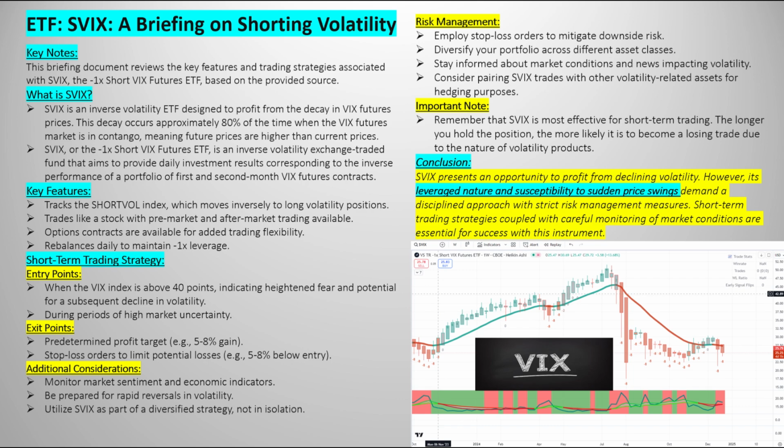That's where stop-loss orders come in. Remind me how those work again. Basically, a stop-loss order tells your broker to automatically sell your SVIX position if the price drops to a certain level. So maybe you set your stop-loss at a 5% or 8% loss, kind of mirroring your profit target. So like setting a safety net to prevent those losses from getting too big. Exactly. And your research is really clear on this.